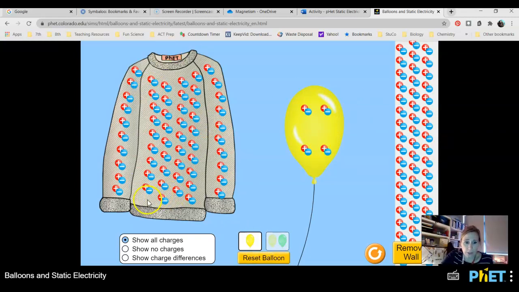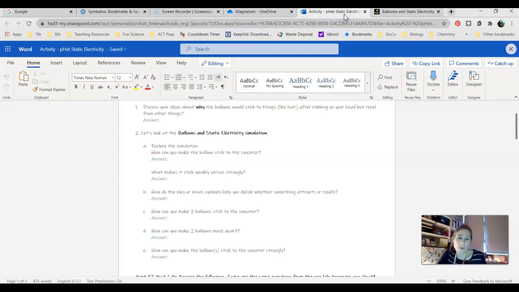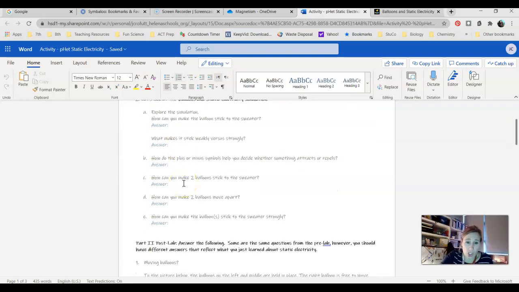You guys notice there's a couple different things. You can change whether you can see the charges or not, whether you see one balloon or two balloons, and then you can also get rid of this wall so you don't have to worry about that wall being in there for whatever reason, whatever challenge you have. You can look at, can you make it stick strongly versus weakly? The plus or minus symbols show us charges. So how do you use those to decide whether something attracts and sticks to each other or repels and moves away from each other?